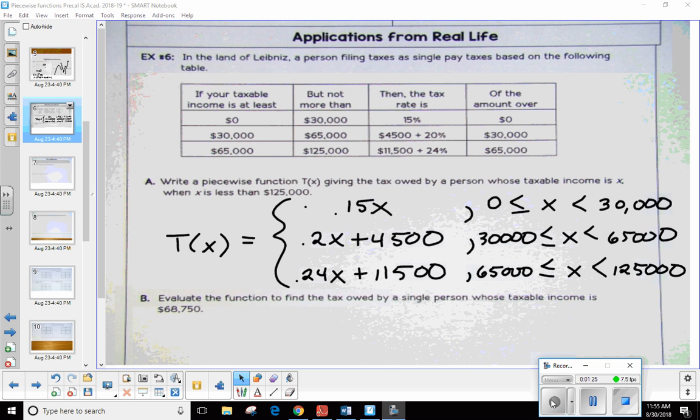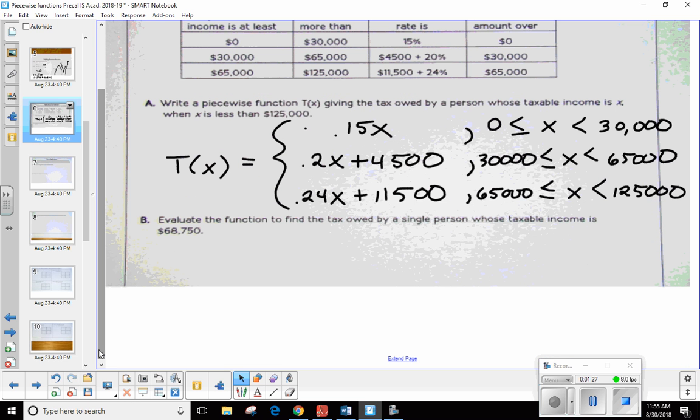Okay, let's take a look at what we got here. So we wrote a piecewise function for A. So this one was in the table. It was pretty straightforward. All right. Now it says B, evaluate the function to find the tax owed by a single person whose taxable income is $68,750.